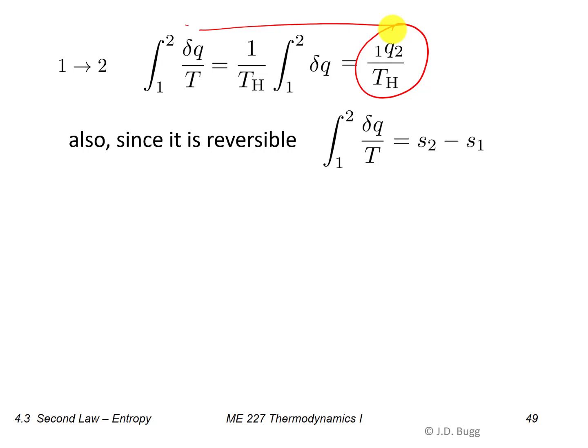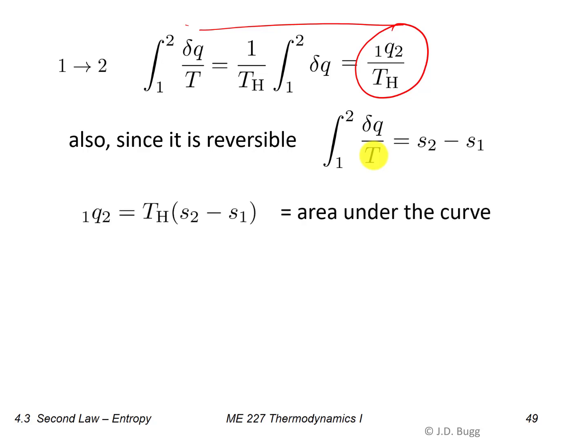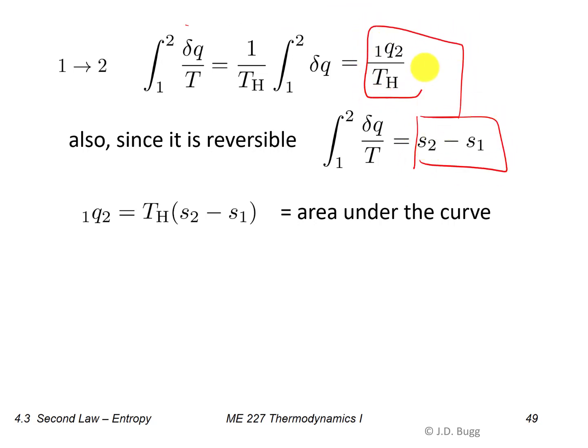Now also, when we defined entropy, we said that for a reversible process, S2 minus S1 is also the integral from 1 to 2 of delta Q over T. That's how entropy was defined. So this tells us that Q from 1 to 2 is equal to TH times S2 minus S1. Notice what we're doing here is just equating this with this because they're both equal to the same thing. So that set equal to this, TH multiplied by both sides. So the heat transfer from 1 to 2 is equal to TH times S2 minus S1.